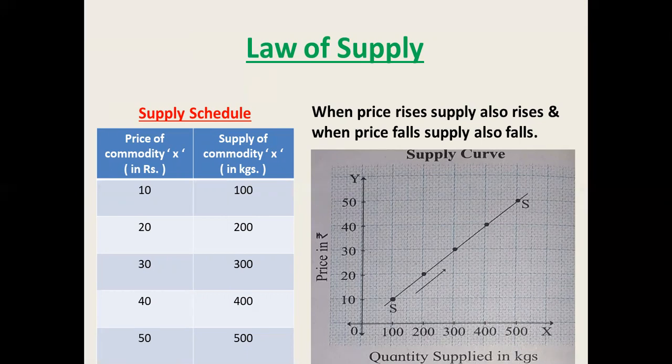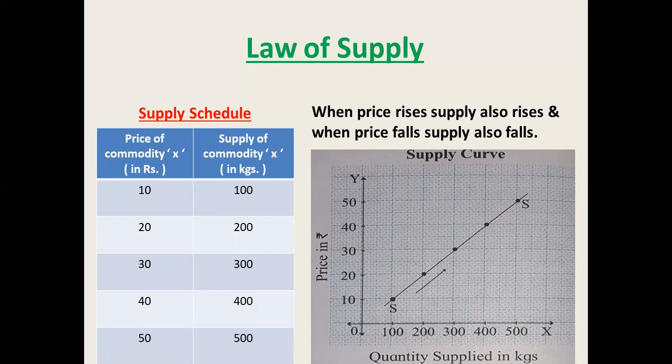So when the price rises from rupees 10 to 20 and 30, the supply also rises from 100 kilograms to 200 kilograms and 300 kilograms, respectively. So it means that when the price rises, supply also rises, and when the price falls, supply also falls. So there is a direct relationship between the price and quantity supplied, which is shown in that table, otherwise that schedule.